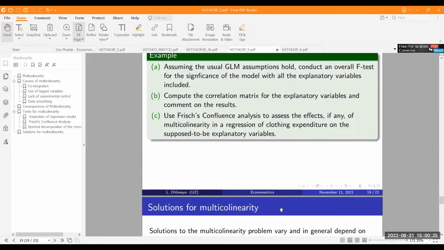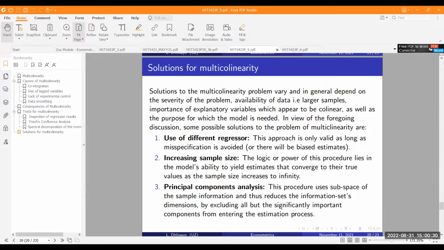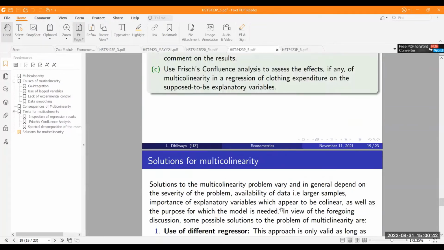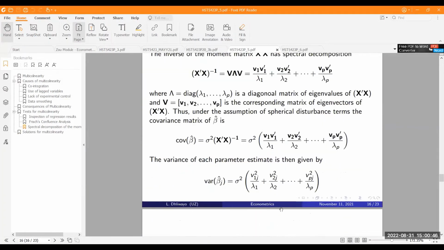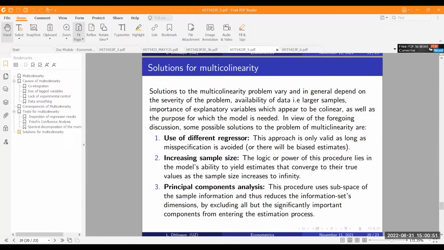Okay. Now, solutions. That was a test. We said first one is Freeze confidence analysis. Then you spoke about spectral decomposition of the moment matrix. Now let's look at solutions.